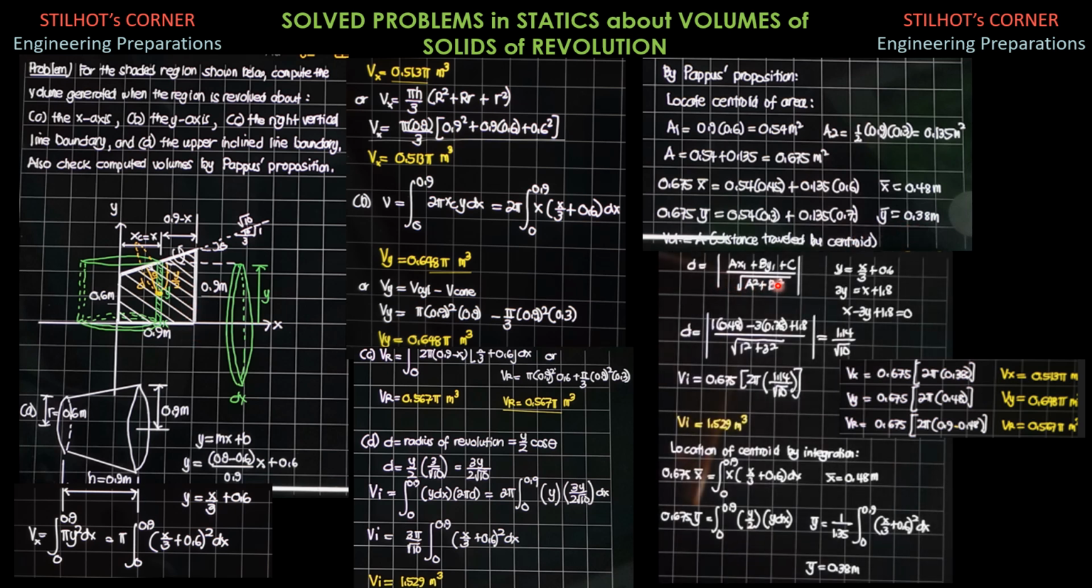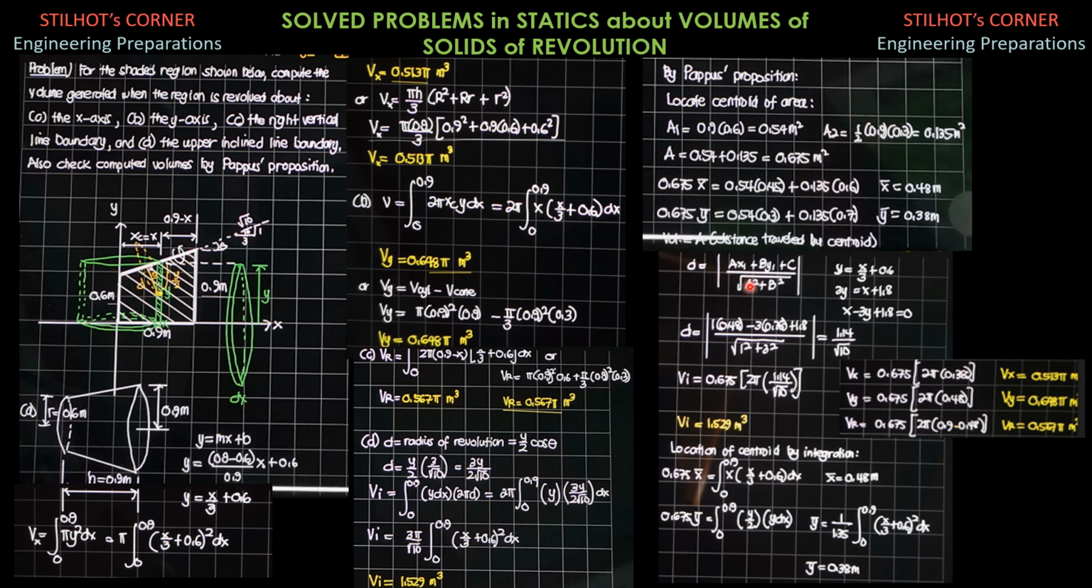So therefore, I'll present first the volume by Pappus proposition, or volume as area times the distance traveled by the centroid, for part D.